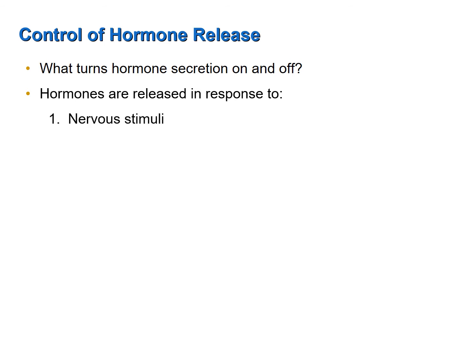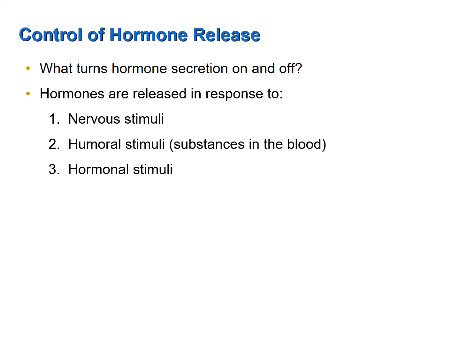Nervous stimuli can cause a hormone to be secreted, where a neuron sends an action potential to its axon terminals, resulting in the release of a neurotransmitter which stimulates a cell to release hormones. Humoral stimuli, where some substance in the blood changes and that causes a cell to secrete a hormone. Or hormonal stimuli, where one hormone targets another endocrine cell and causes it to release hormones.